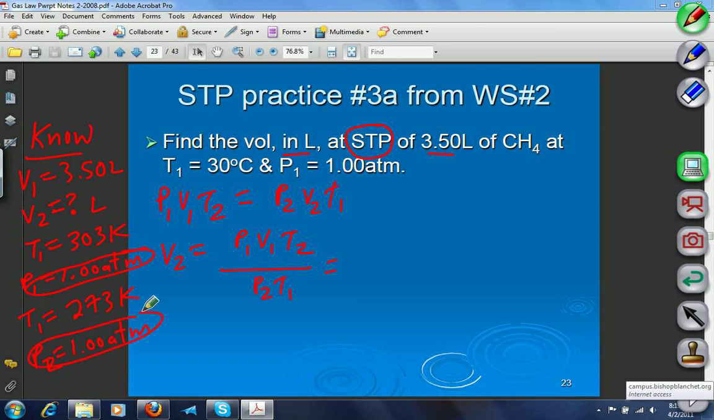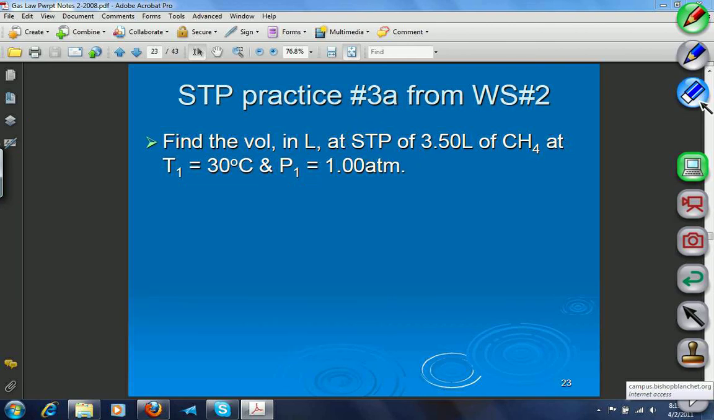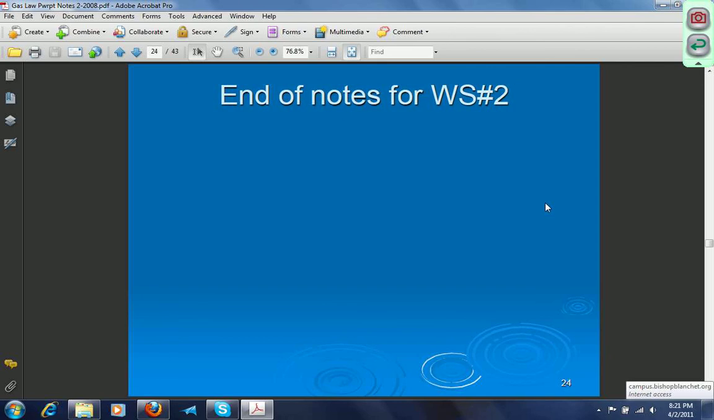I'm going to plug in my numbers, and I notice that my pressures are exactly equal, so I don't need to put them in there. They're going to cancel out. So I'm going to plug in my V, which is 3.50 liters, times 273 K divided by 303 K. I'm going to make sure my units cancel out. K cancels out K. V2 is 3.15 liters, 3 sig figs. Number seems reasonable, and that's all she wrote.